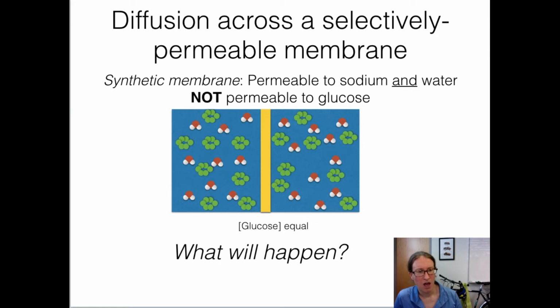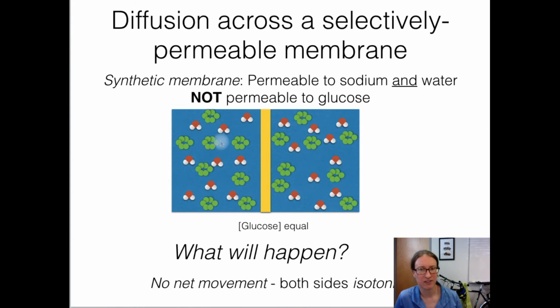Okay, and now what about if there are equal concentrations of glucose on both sides? In this case, there's going to be no net movement. Okay, and so the water is still going to move around, glucose is still going to be trapped, but there's going to be equal amounts of water moving to the left and moving to the right. And so in a situation like this, where the concentration of dissolved solutes is equal on both sides, that's referred to as isotonic. So iso meaning same.